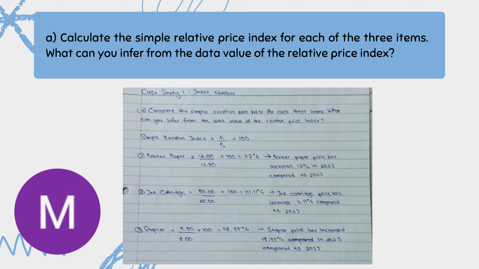And the third one is stapler. The stapler price in 2023 is 9.50, and for 2022 we got 8 ringgit. So we substitute in the formula, 9.50 over 8 times 100, and we got 118.75%. That means the stapler price has increased 18.75% in 2023 compared to the previous year, which is 2022.